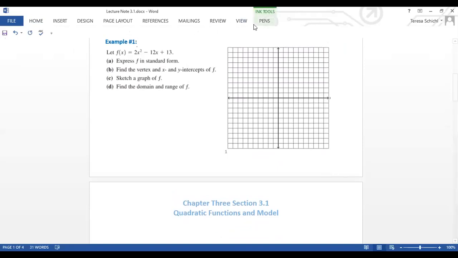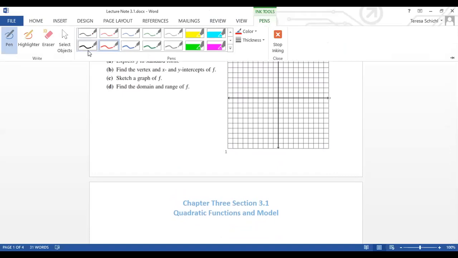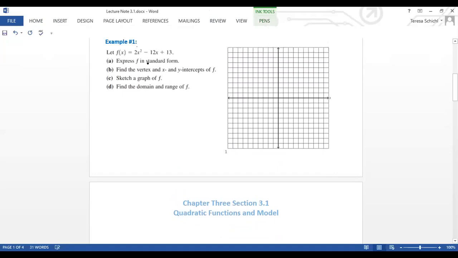Okay, so now the first problem says, for f of x equal to 2x squared minus 12x plus 13, I want to change it to the standard form. That means I need to change it to the vertex form here. So this is how we start, right? We say we need to use the complete square. So this is 2x squared minus 12x plus 13. In order to complete the square, I need to work on these two terms first, all right?